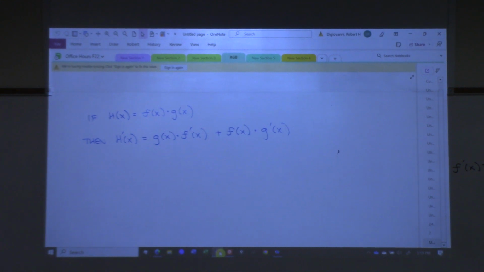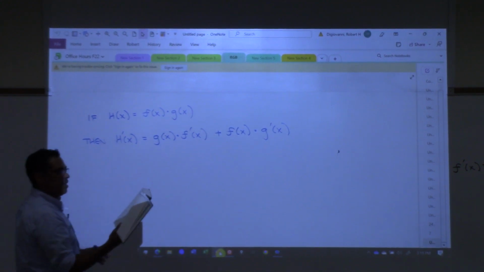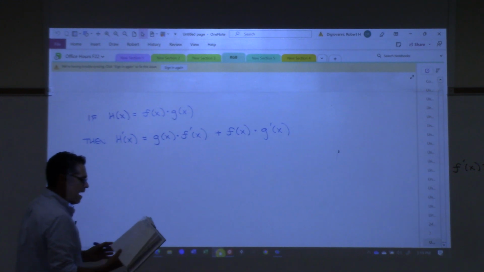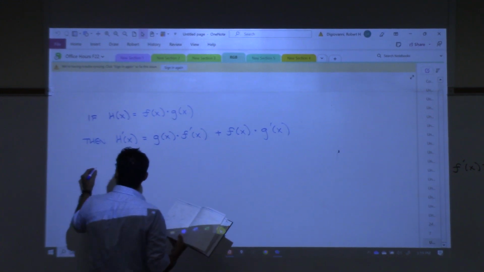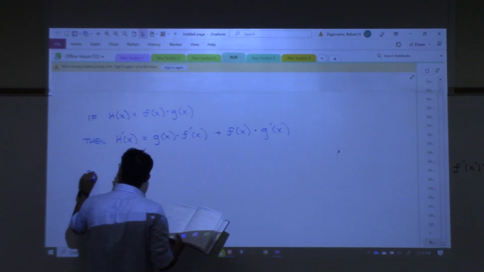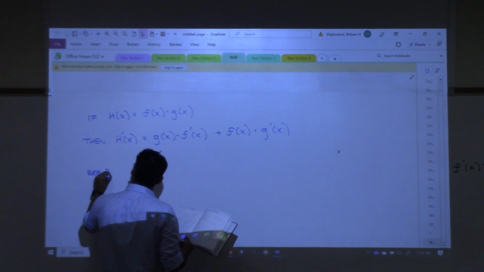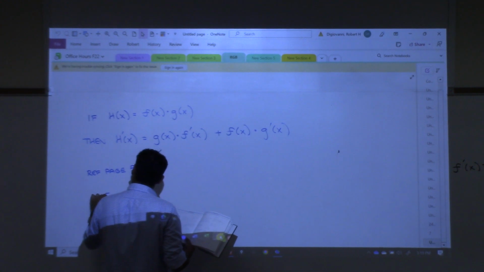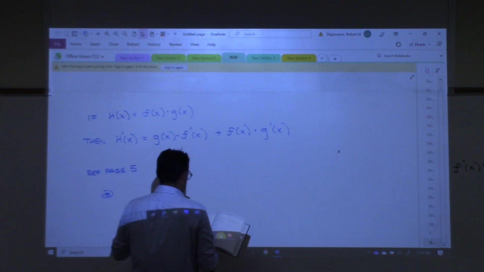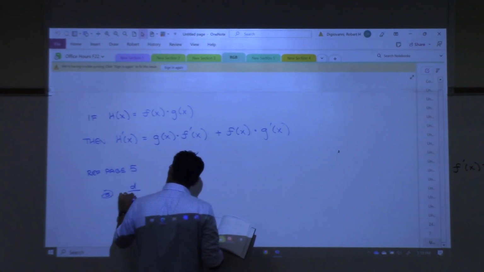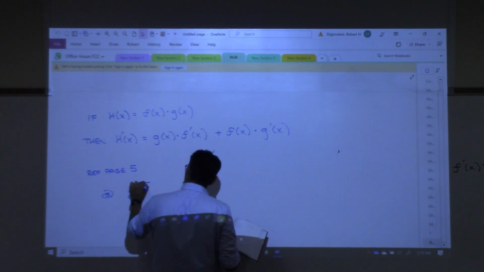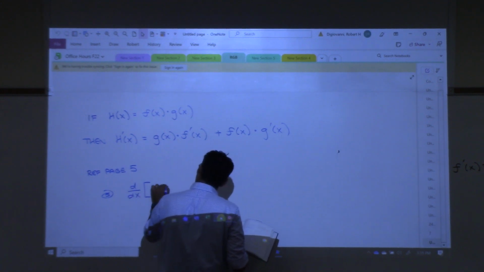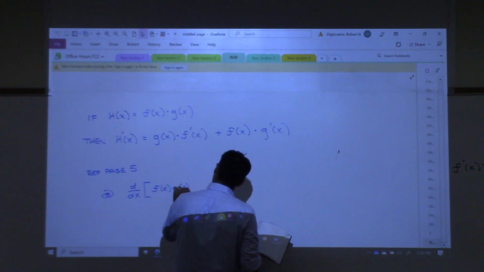Our textbook uses this formula. The formula our textbook uses is this. On your reference sheets, this is reference page 5, and it's formula 5. And the way they write it is this. I want you to see the notation: d dx bracket f of x g of x.